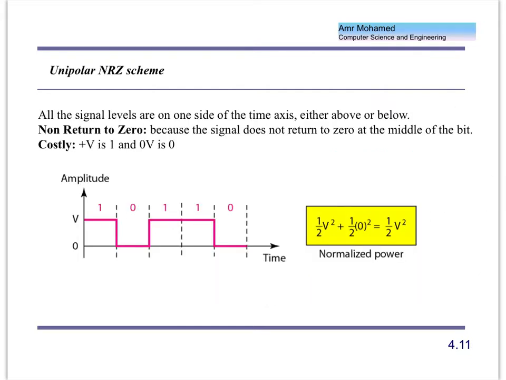So we'll talk about each of these categories in detail, and for each one we have the three main criteria that we talked about, which are the baseline wandering, DC component, and the self-synchronization, in addition to the complexity that this line coding scheme represents, as we will see.